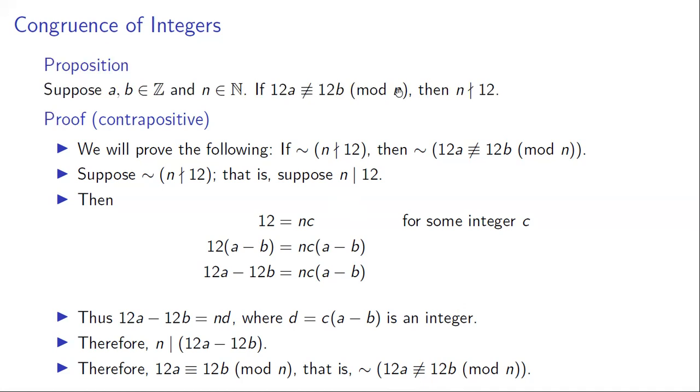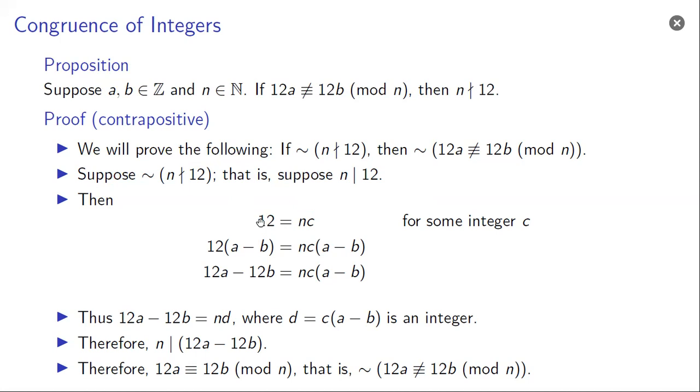So we proved that if we suppose that this is false, then this has to be false. So what did we do? We proved the contrapositive of the original proposition, and therefore we have proved the original proposition itself. Now let's just go through this proof to see why we did what we did. So we started by supposing n divides 12, and that means 12 is equal to n times c. All right. So far, until here, it was straightforward.